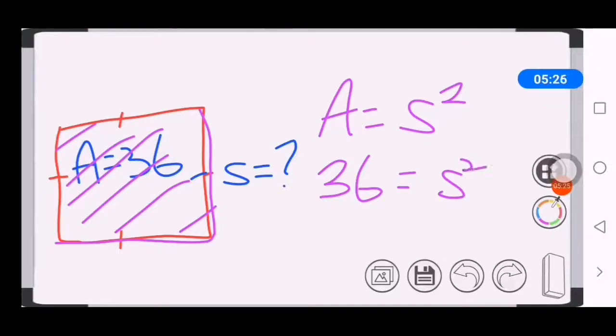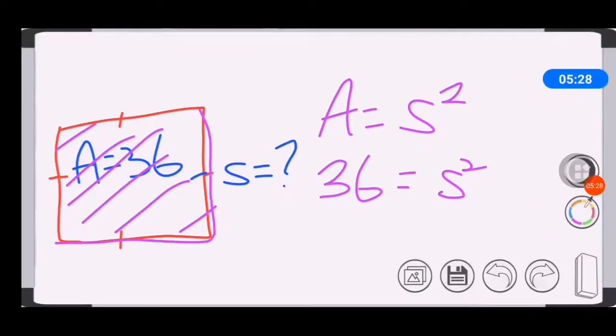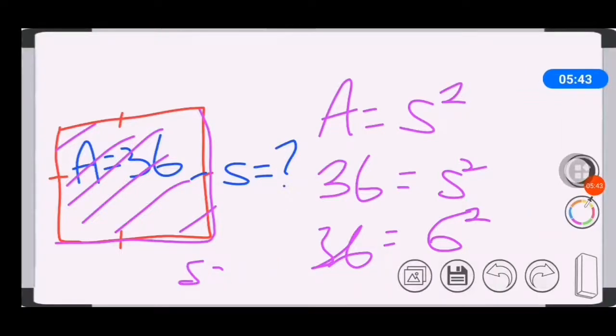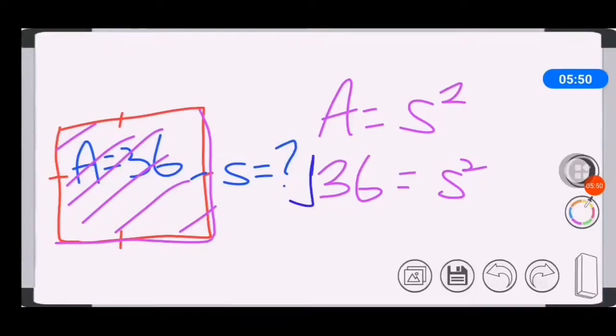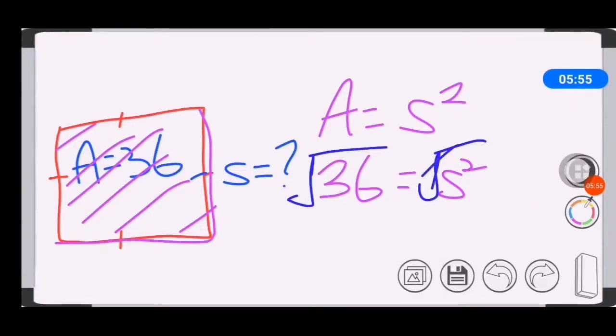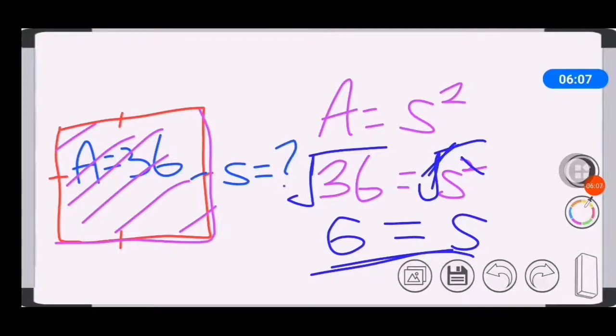It's equal to the square of the side. Now we need a number that we can square to get 36. Very simple. We know that 6 squared is 36. Therefore, our side is equal to 6 units. When you get to this step, you can also work it out by finding the square root of both sides. The square and the square root will cancel out. You are left with S, the side. And the root of 36 will give us 6. So the side is equal to 6 units.